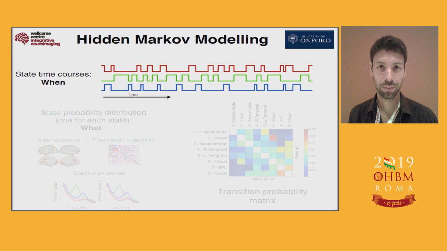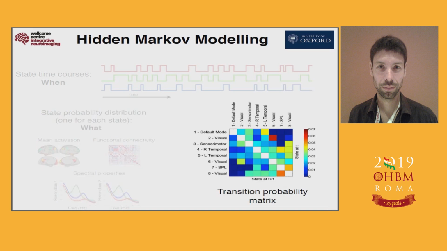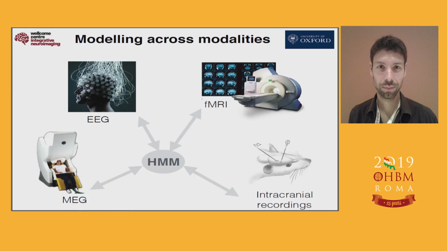So the framework that we use is called the hidden Markov model. It's a probabilistic framework that gives you an estimation in one go, in a data-driven way, of when these networks or these states occur, which are the parameters of these states, which tells you information about, for example, connectivity in this case, and also a transition probability matrix, which tells you the probability of going from one state to another. So it sort of governs the dynamics of these networks. One of the nice things about this approach is that it's a generic framework that you can adapt to different modalities by using different, so to say, descriptions of what a state is.